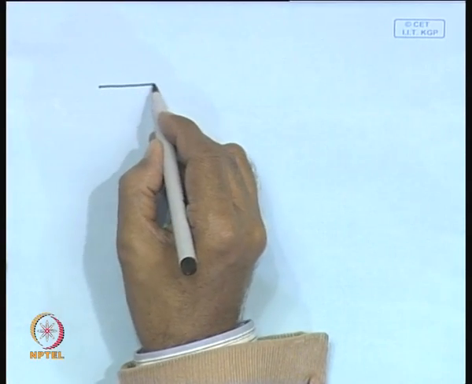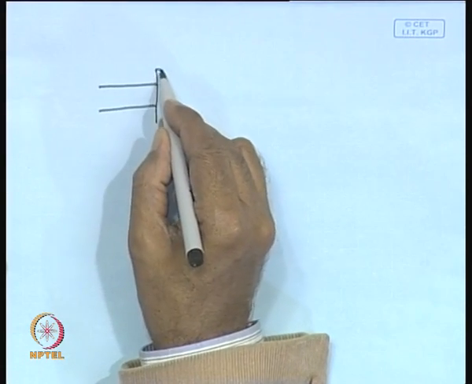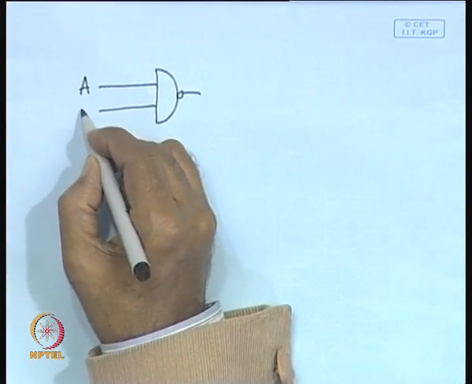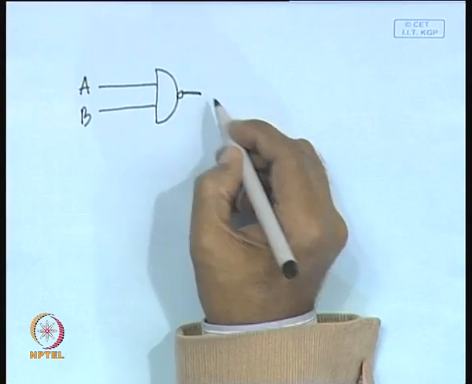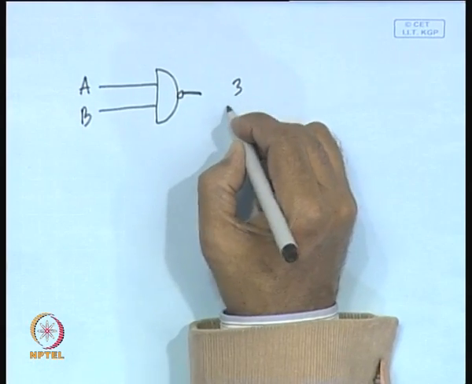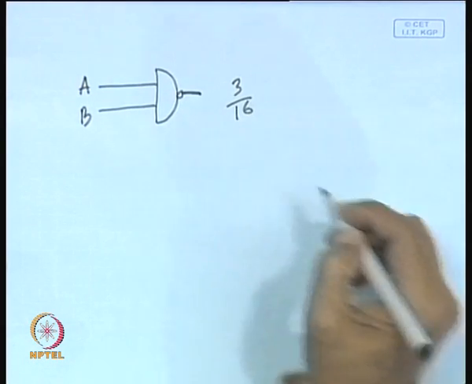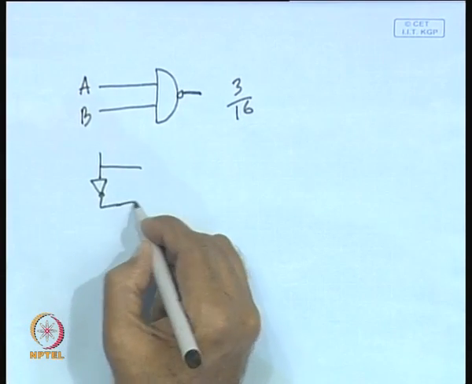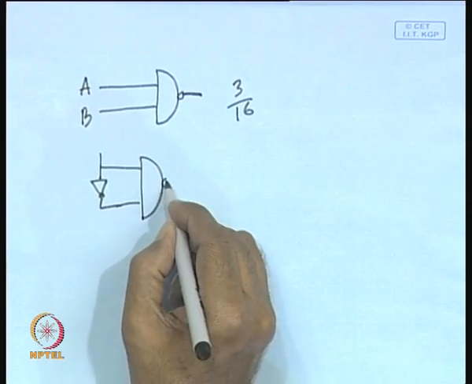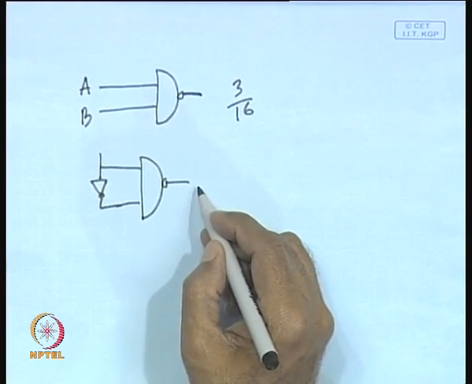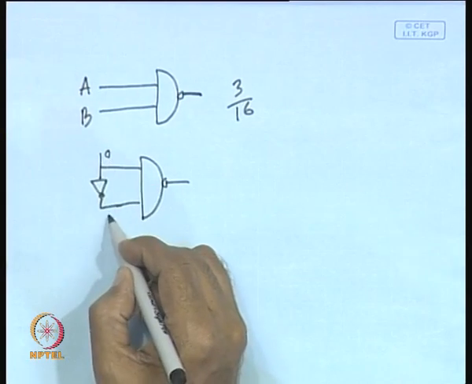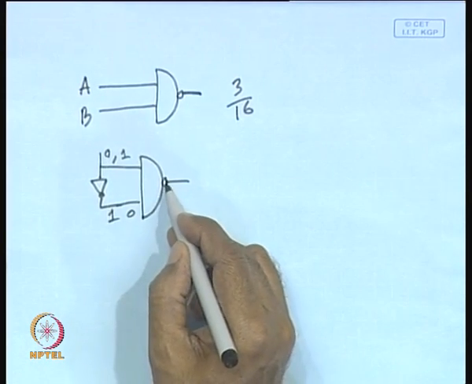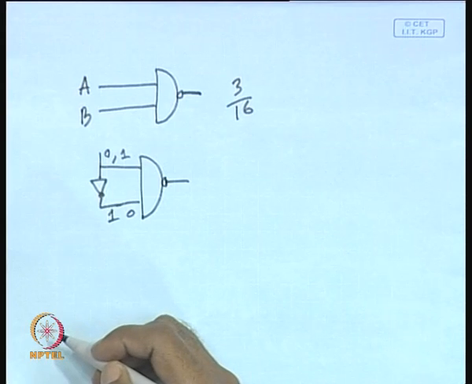And in fact it can be illustrated with a more simple circuit. For example, we have a simple NAND gate. Now, in this case we have applied two inputs A and B, and as we know the switching activity here will be 3 by 16. Now, suppose we apply an inverter and apply to the two inputs. In this case what will happen? What will be the switching activity?